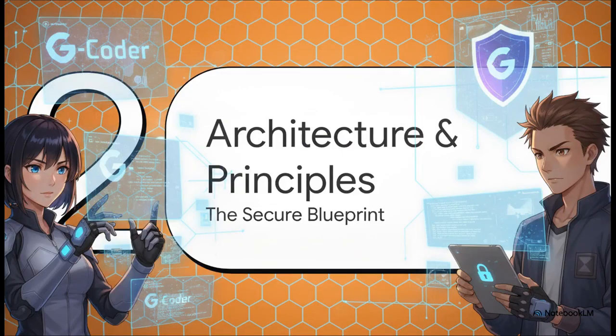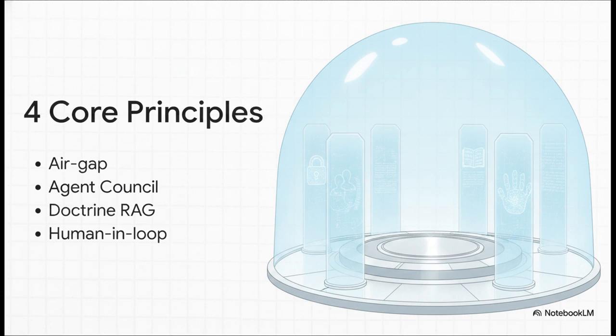Section 2, Architecture and 4 Principles. So how do we fix this? Well, G-coder operates on 4 core principles that work together flawlessly. First, we have air gap by default, meaning your code is isolated. It never leaves the network.